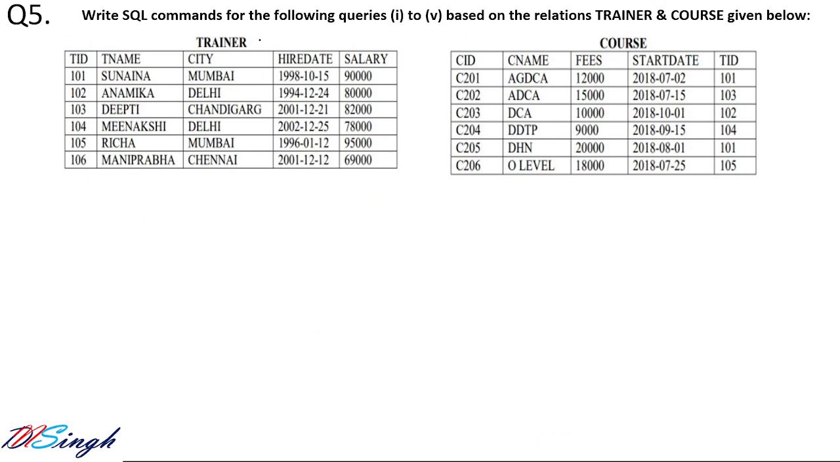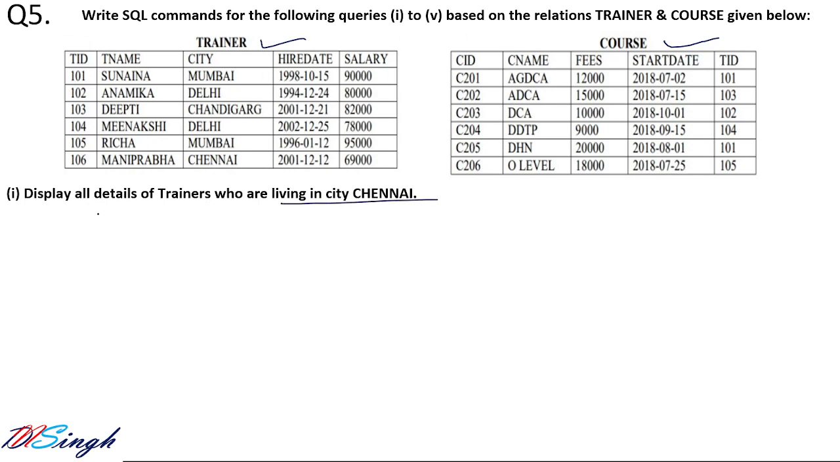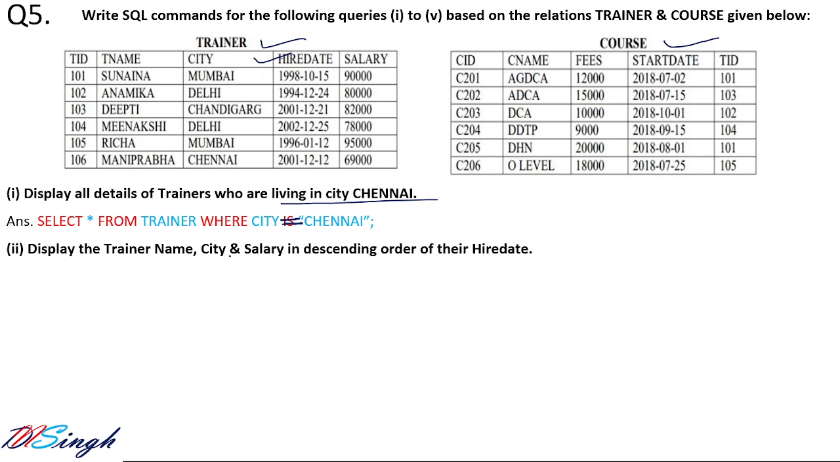Next question, we have two tables, trainer and course. Let us see the first question. To display all the details of trainers who are living in Chennai city. So select star from trainer where city equal to what? Chennai, because we have a column called city in this table. Select star from trainer where city is Chennai. Okay, city is Chennai, or that is also fine. Otherwise what can you utilize here for comparison purposes? Equal to sign.